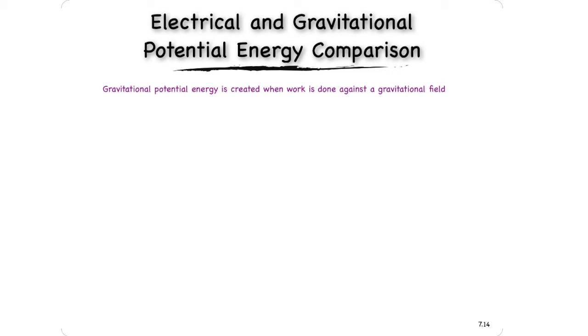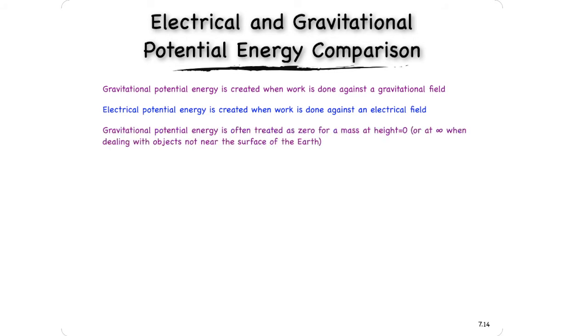So gravitational potential energy is created when work is done against a gravitational field. Right? G points downwards. The acceleration due to gravity points downwards. If we lift an object up, we're doing work and creating gravitational potential energy because we're pushing an object against that gravitational field. So think about what the electrical equivalent of that statement would be. Electrical potential energy is created when work is done against an electrical field. We're just replacing the words gravitational with electrical.